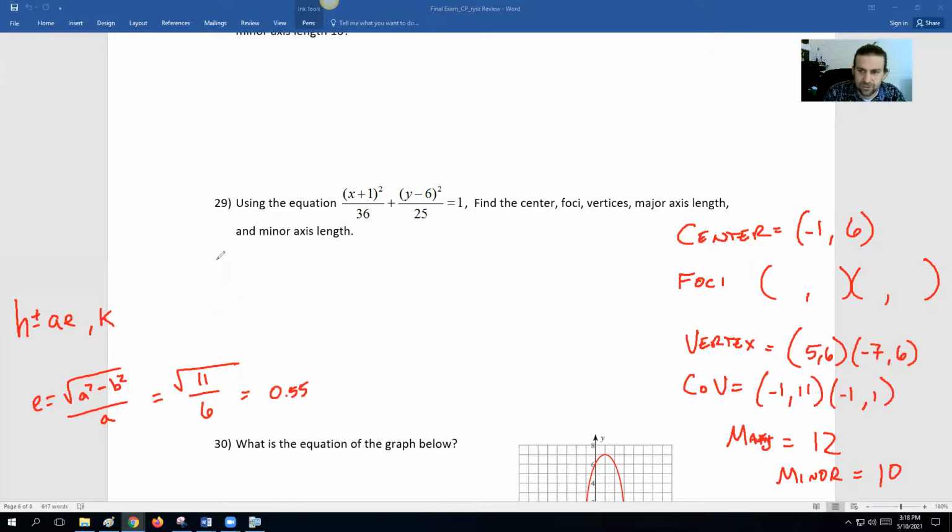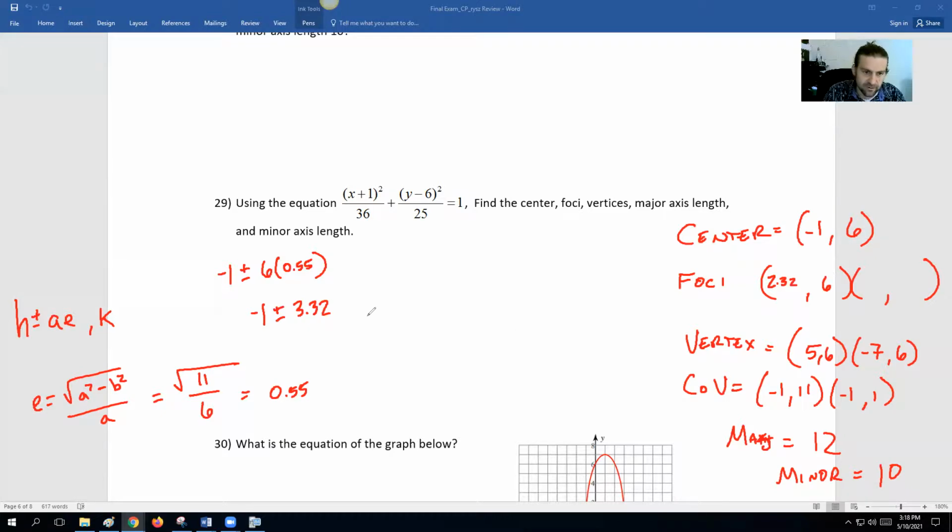All right, so we're going to take H, which is -1. We'll do plus or minus A, which is 6 times 0.55. So I'm going to times that number by 6. That is 3.31 or 3.32. Okay, so if we took -1 and we added 3.32, we would get a positive 2.32, and then K is 6.